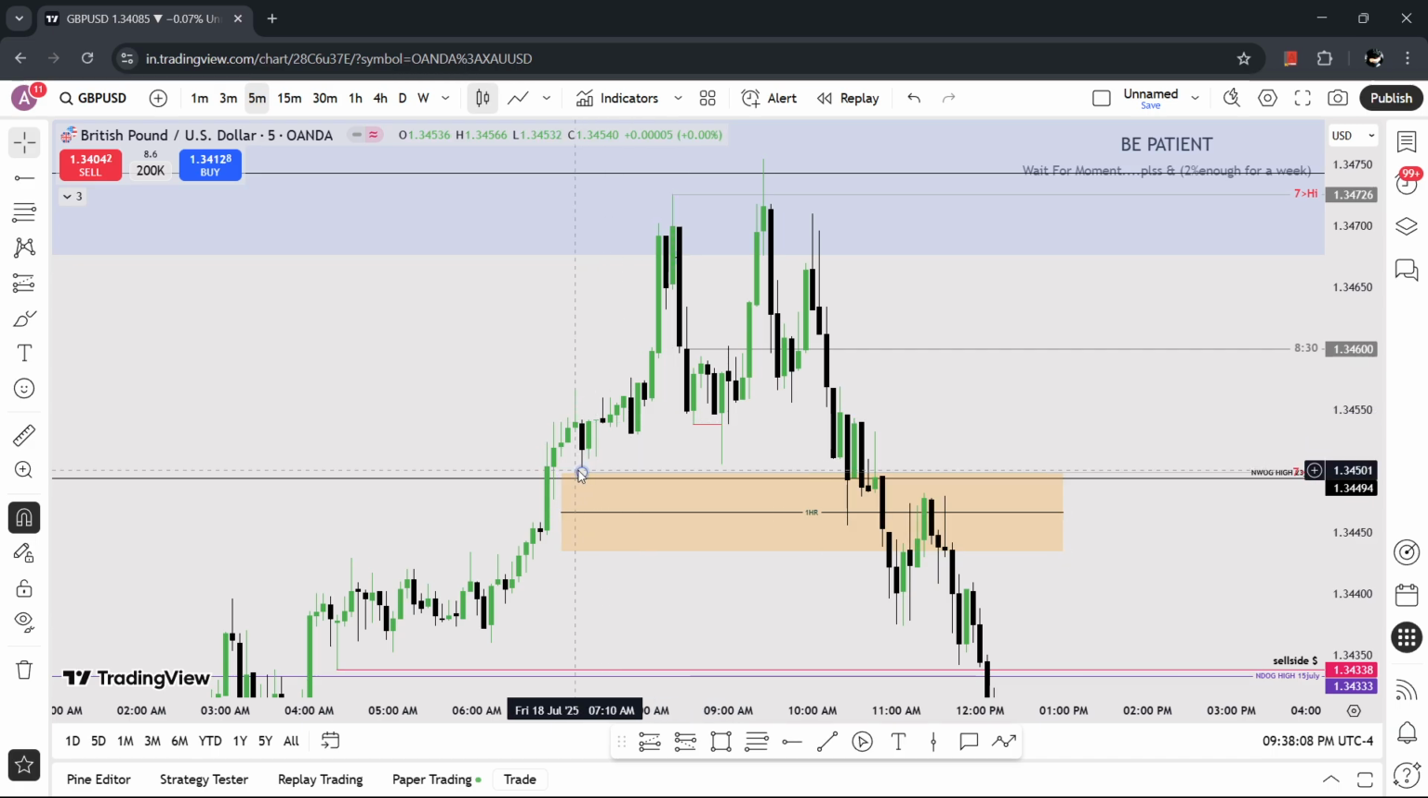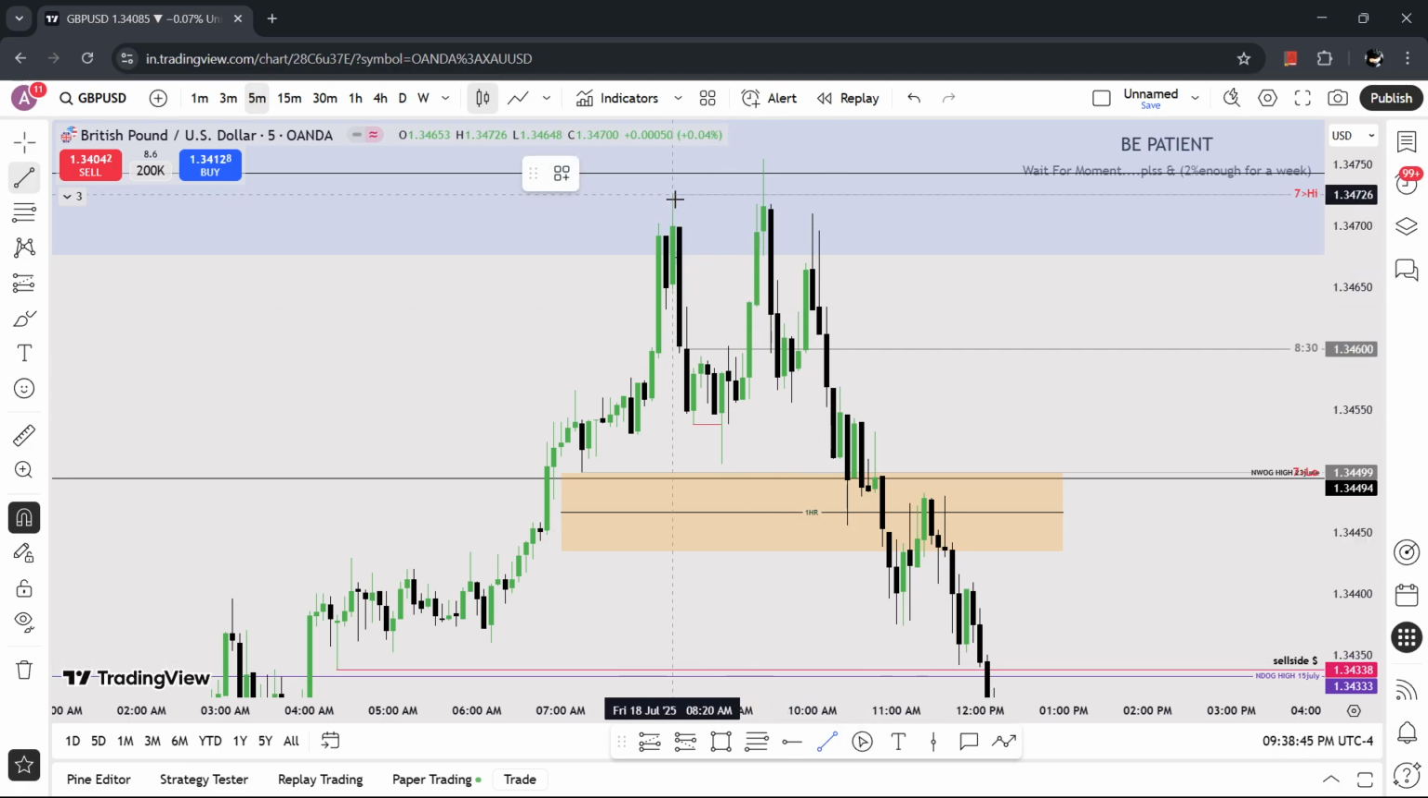So my target would be this one, the low which is created after 7 o'clock. This was the lowest low, and this was the highest high after 7:30, and this was 8:30. You can see that 8:30 opened here, went down a little bit, waited to take out the lowest low after 7 o'clock, and started to rally up.